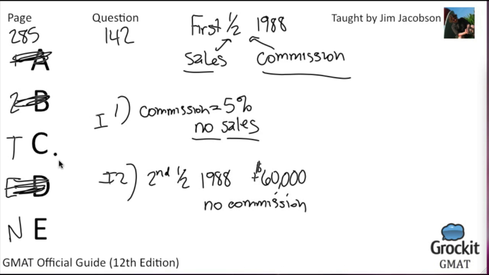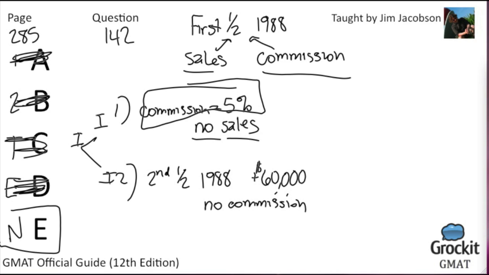So it's not B. The only thing left is to look at the two together. With the two together, we do have her commission rate, and we know that she earned an additional $60,000 in sales in the second half of 1988. However, we still don't know how much she actually earned in the first half of 1988, so we have no solid number to apply this commission rate of 5% to. So even together, the two statements are not sufficient. Excuse me, a little bit of a cold. Answer choice E, neither one is sufficient, even together.